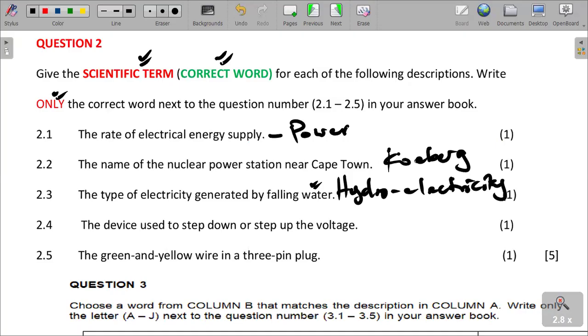And then I'm saying the most common one also is what? It is thermal, which is from coal. I just need you to be reminded as you go towards the exams.